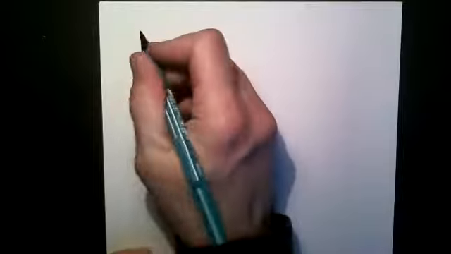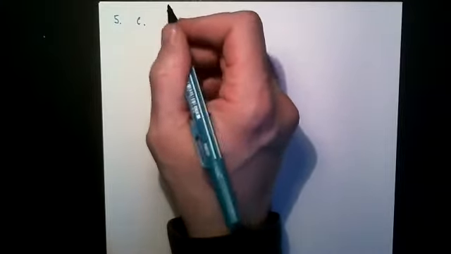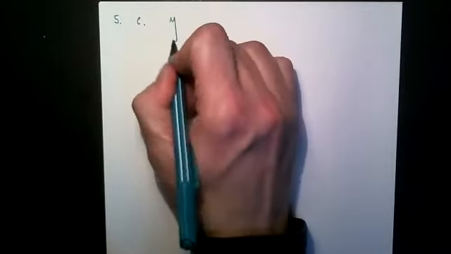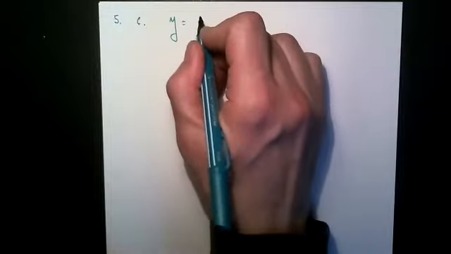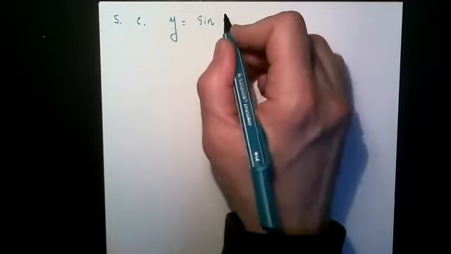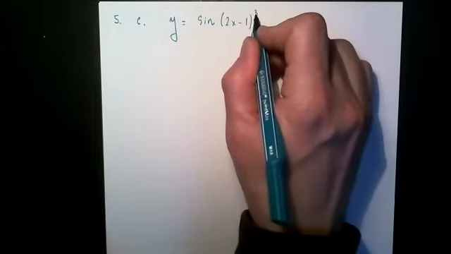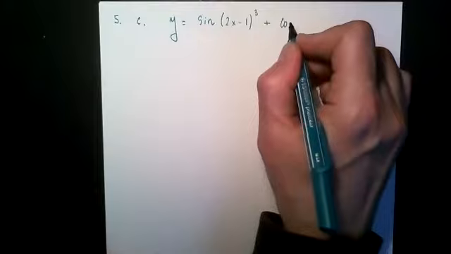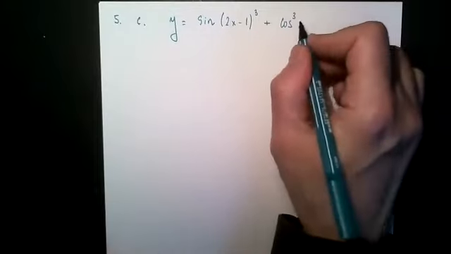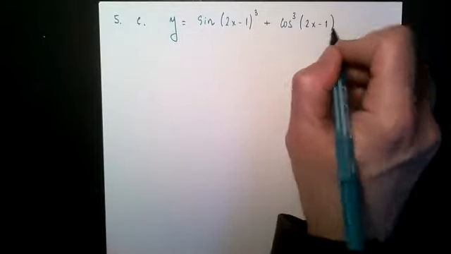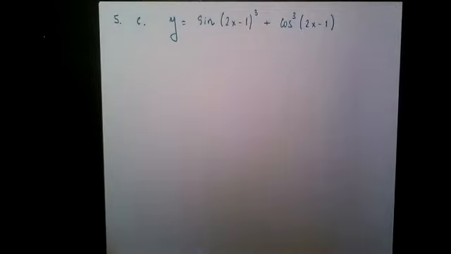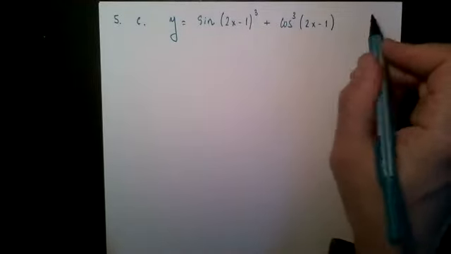Okay, let's go. Let's continue the review. So we were at number, I think, 5C. And the question was as follows: y is equal to sine of (2x minus 1) cubed plus cos cubed of (2x minus 1). Okay, so we have to find, of course, y prime.